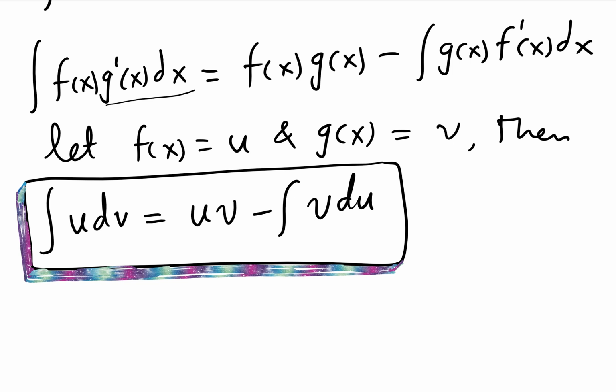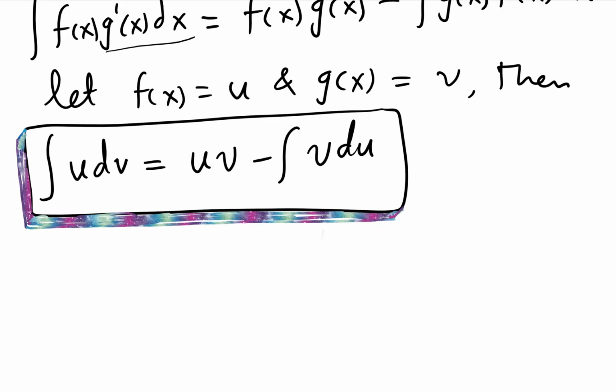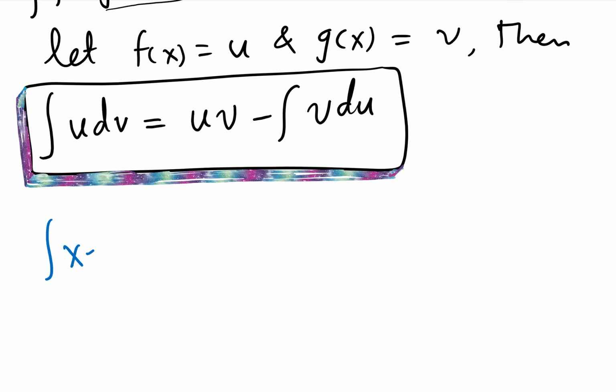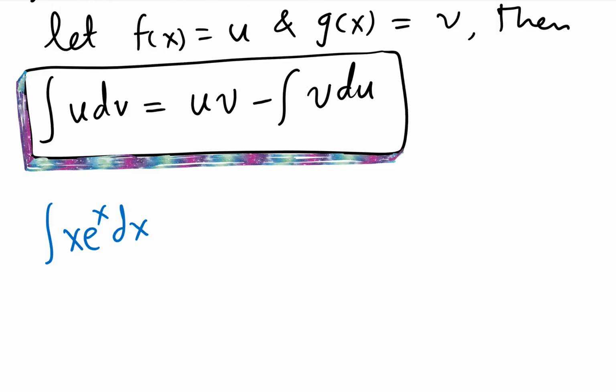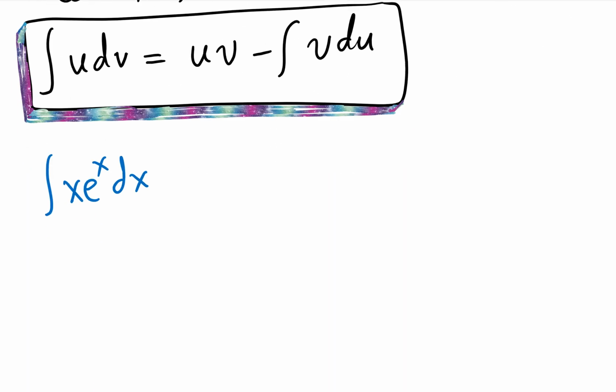So if we go back to this problem, because the u sub didn't work out, we're going to try a different method, maybe integration by parts. But before we do this, notice that in integration by parts, part of the integral has to be u and part has to be dv. So how do I know which one is u?